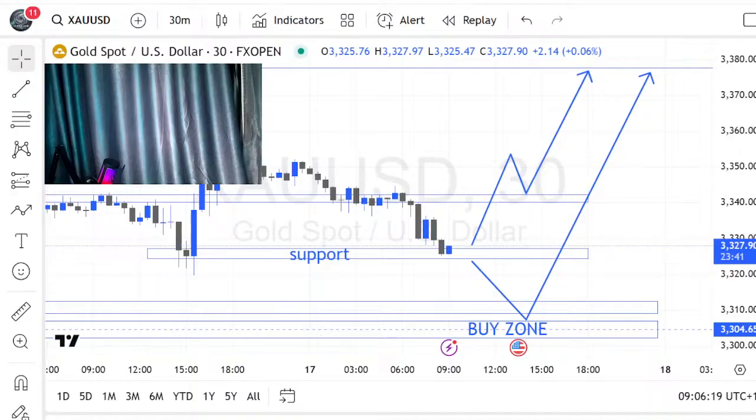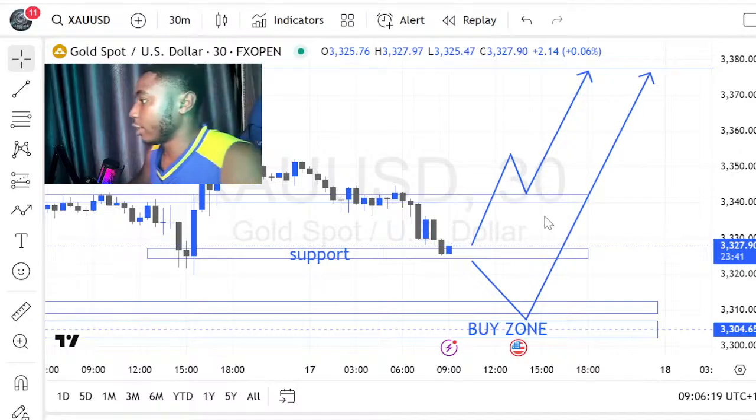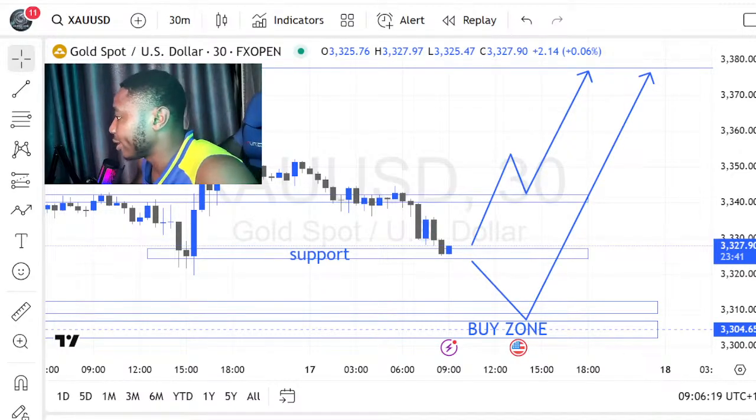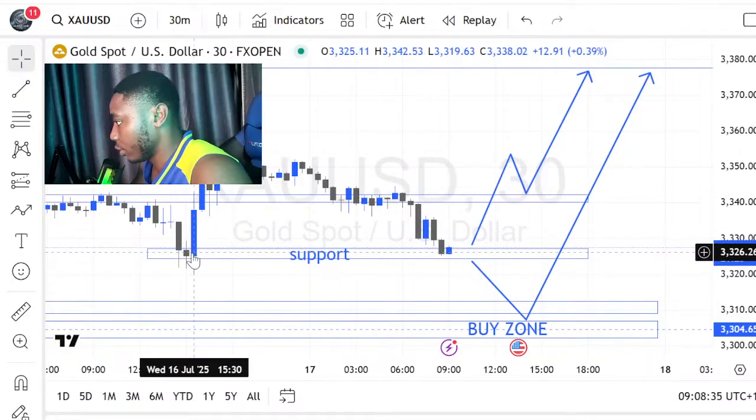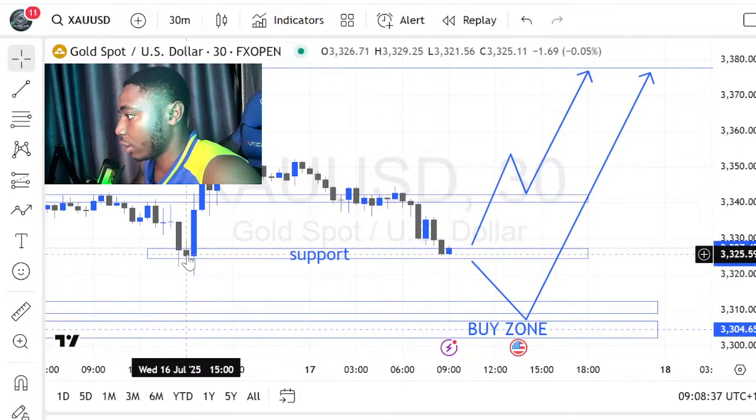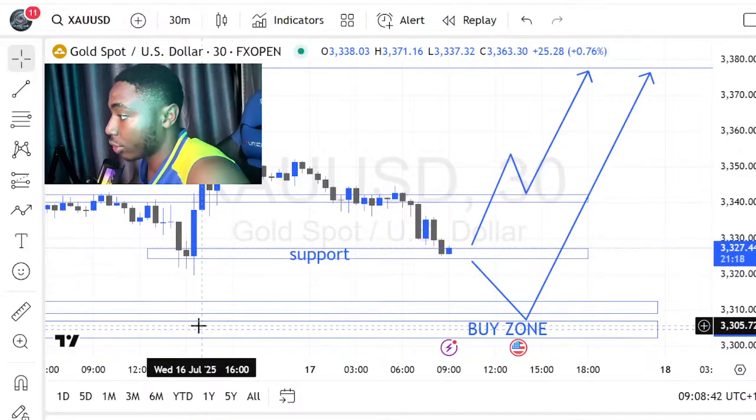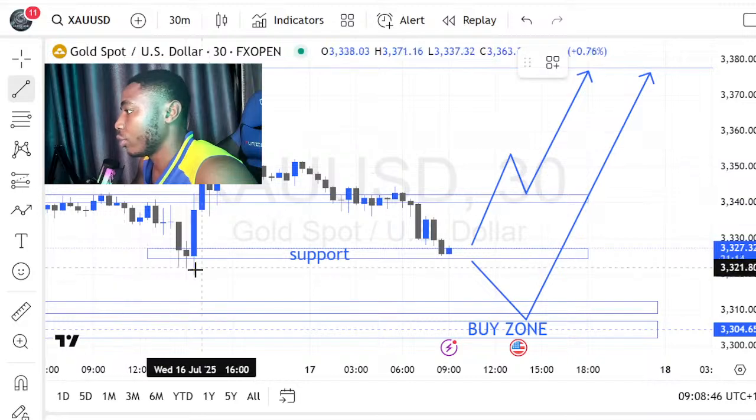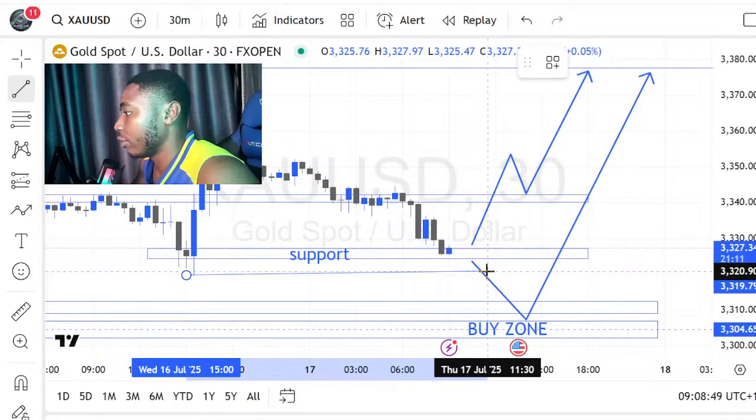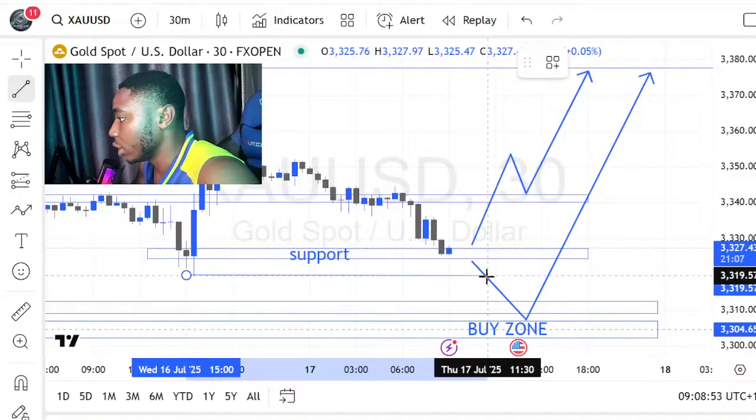Okay, guys. So let's start. Let me go back to the charts. So we have support here. This is also a demand zone, and some can call it order block, some can say price action. Okay, so we have this here.